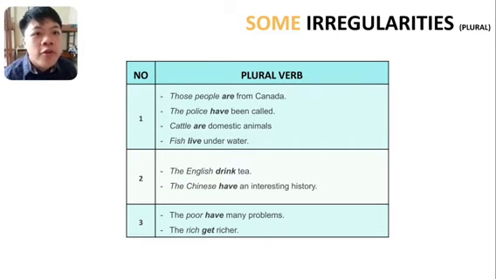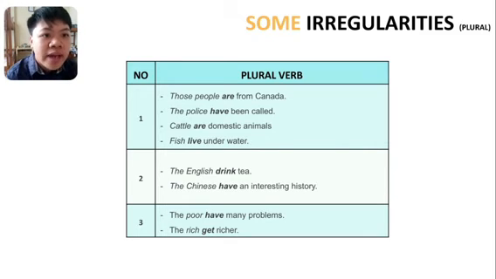Now for the plural form: for number 1, those people are from Canada. The police have been called. Cattle are domestic animals. Fish live underwater. Okay, so people, police, cattle, and fish do not add s to the noun, but they are considered plural, because people is the plural form of person. That's correct.